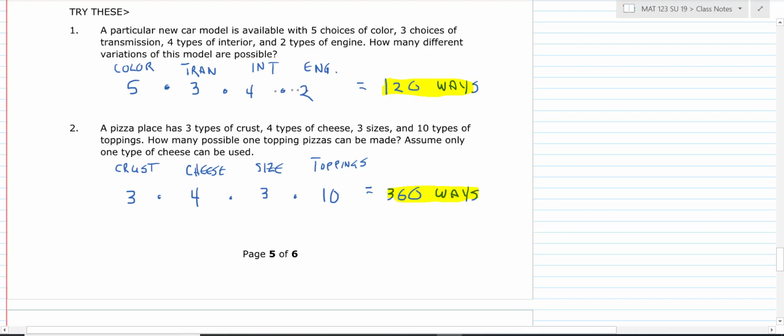So it turns out that if you multiply that out, there would be 120 different combinations of getting that new car model. Okay, that's what that is. The next one is pizza.